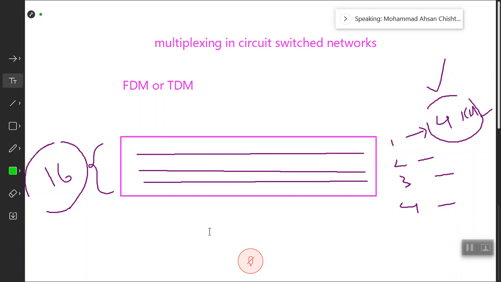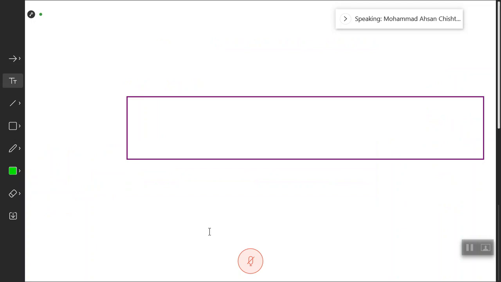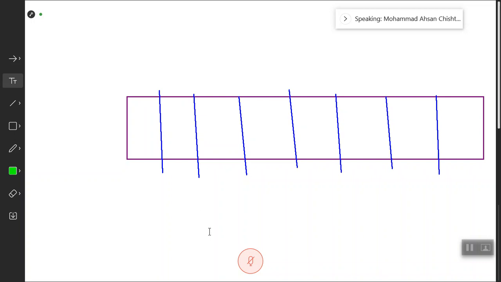Compared to this, the second thing that you might have heard about is time division multiplexing. I will draw a similar link here. Now, in this case, rather than dividing it horizontally, I would divide it vertically. And each one, like we have 4 connections here, would get one slot.